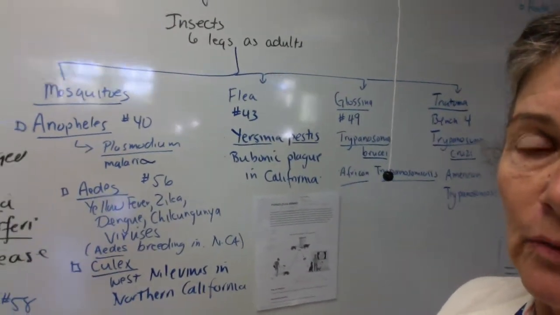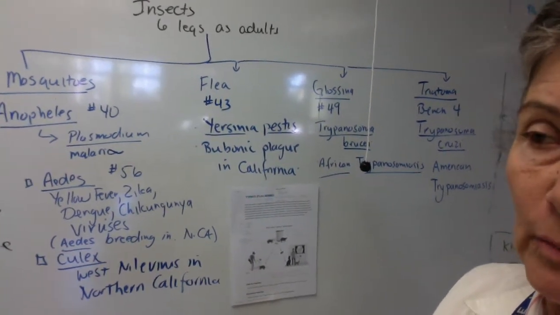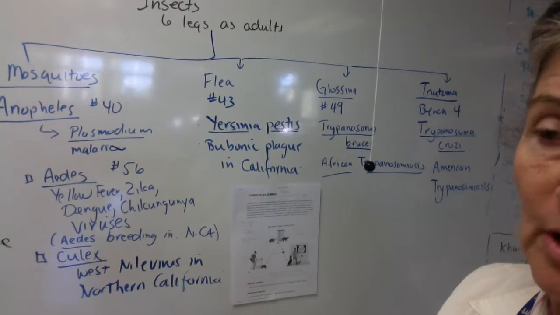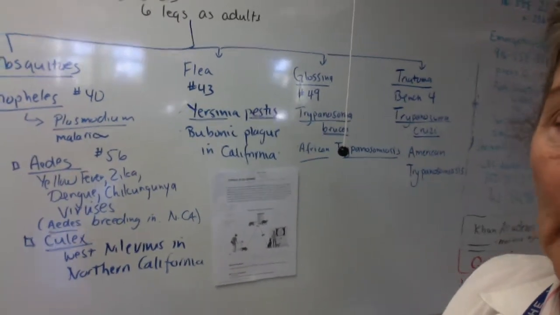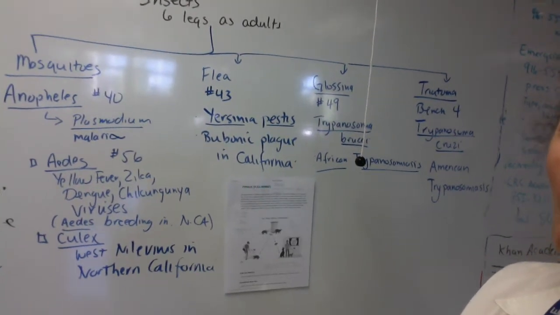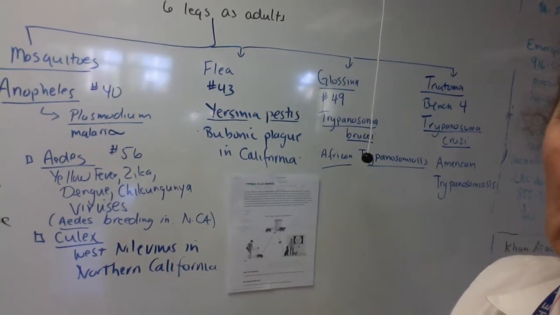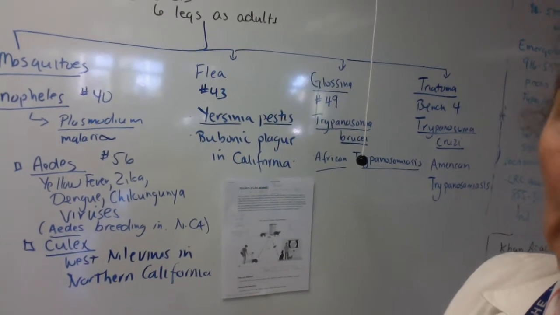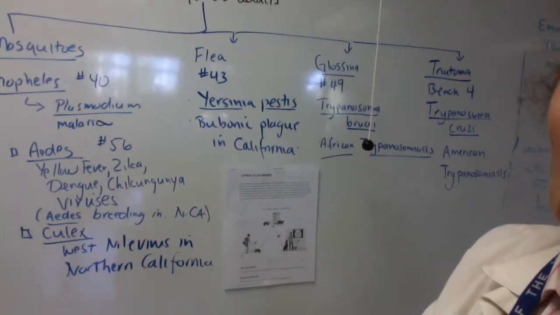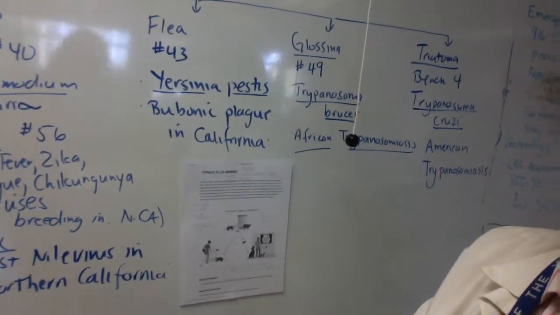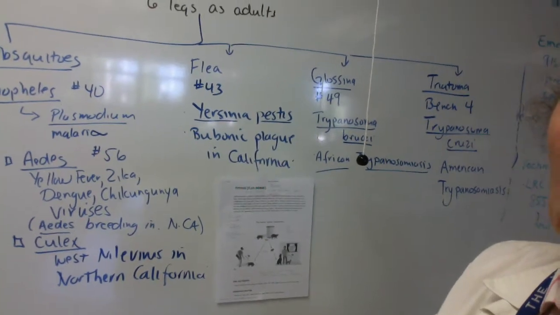With the mosquitoes, folks, the Anopheles mosquito, slide 40, remember, is a vector of the protozoal pathogen Plasmodium, which causes malaria. The Aedes mosquitoes, slide 56, are great vectors of viruses: yellow fever virus, Zika virus, dengue, and chikungunya viruses, and we now have breeding colonies of Aedes in Northern California. In Northern California, another important mosquito genus is Culex, and these are the vectors of the West Nile virus.